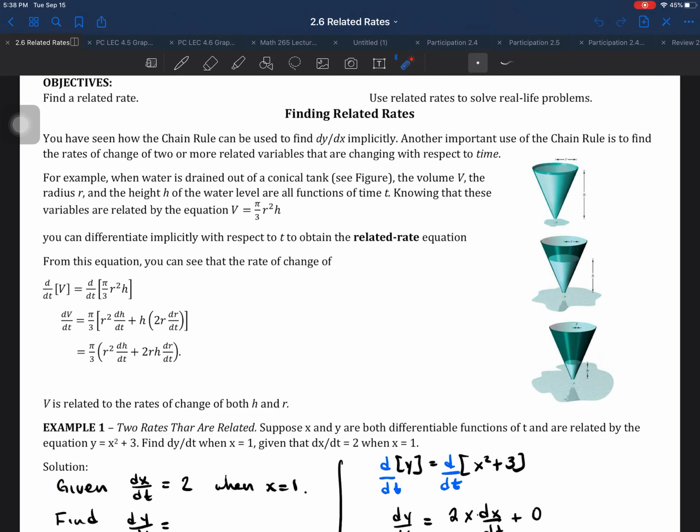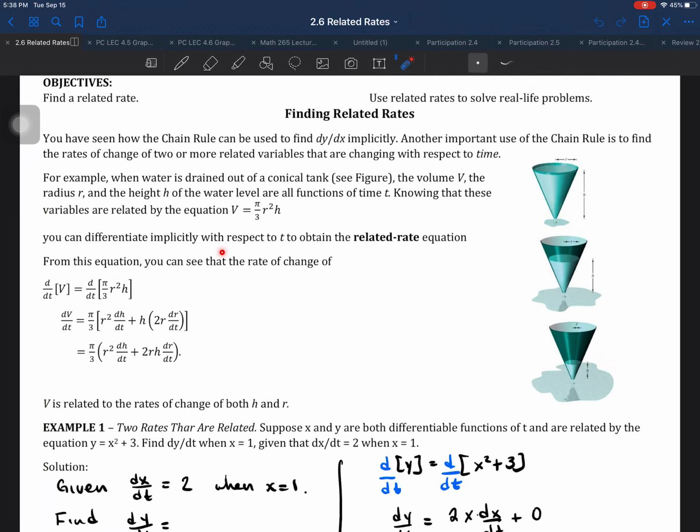So in this example, we have water that is drained out of a conical tank. Conical means a 3-dimensional cone. The volume V and radius r, and the height h of the water level are all functions of time t, and these variables are related by the equation given here, so we can see the relationship between them. Usually this is what you have to find.